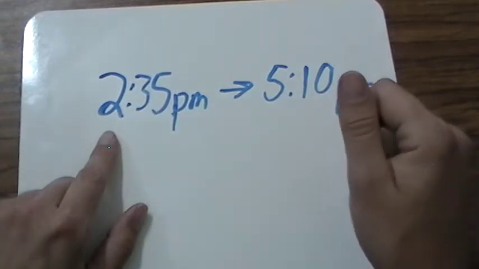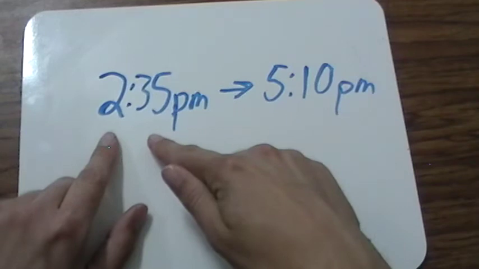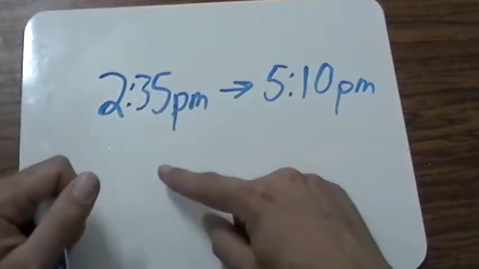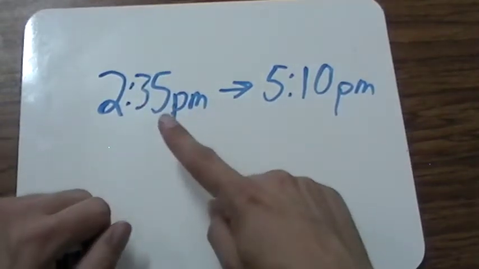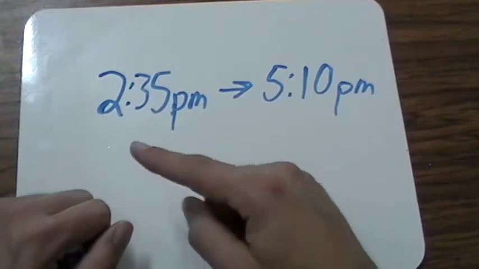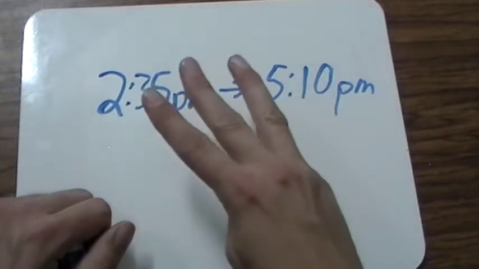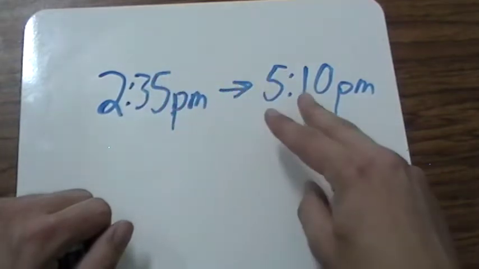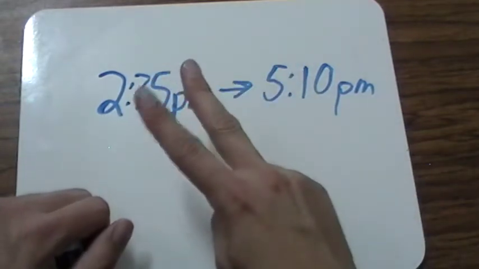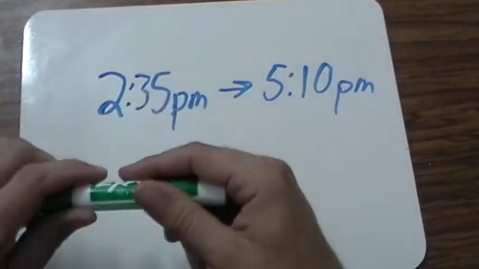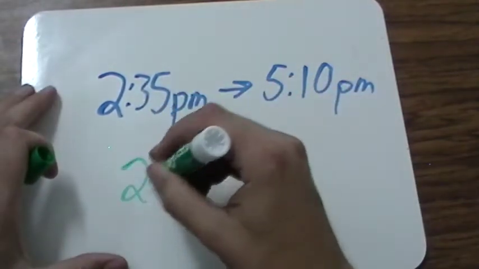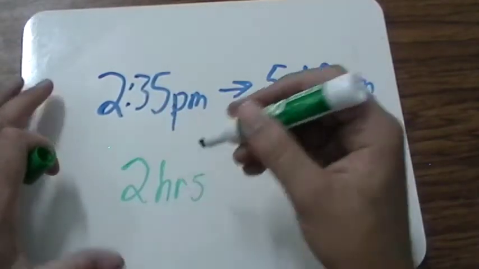So what I'm going to do on this one is count up from 2:35. So start with me. 2:35 to 3:35 is 1 hour. 3:35 to 4:35 is 2 hours. 4:35 to 5:35, nope, can't do that because it's 5:10. So I know that it's 2 hours, okay? Well, how many minutes?